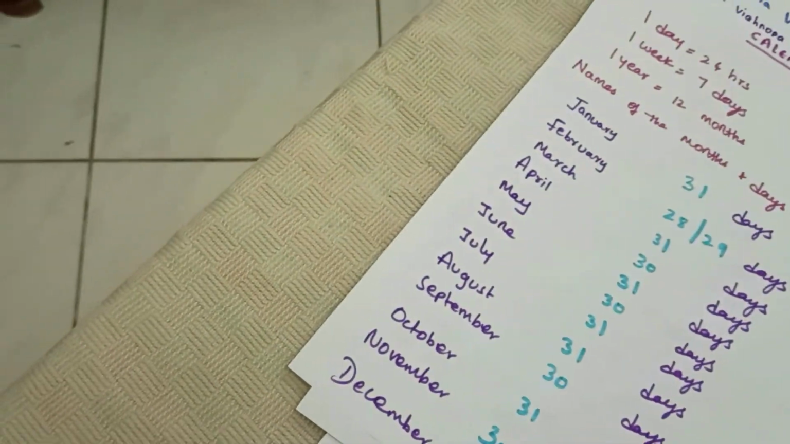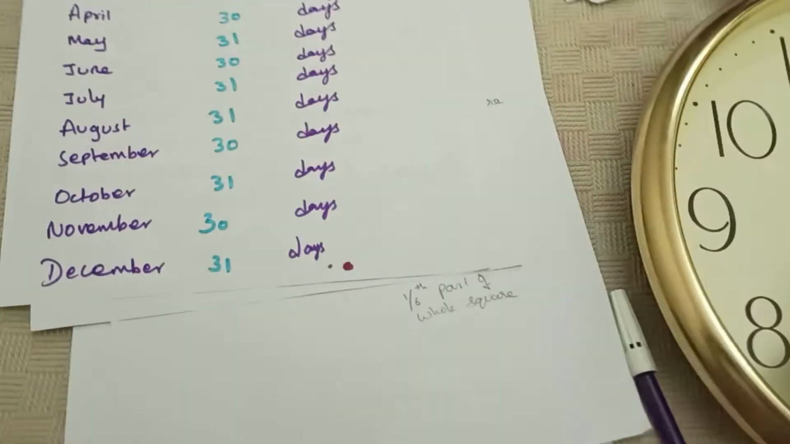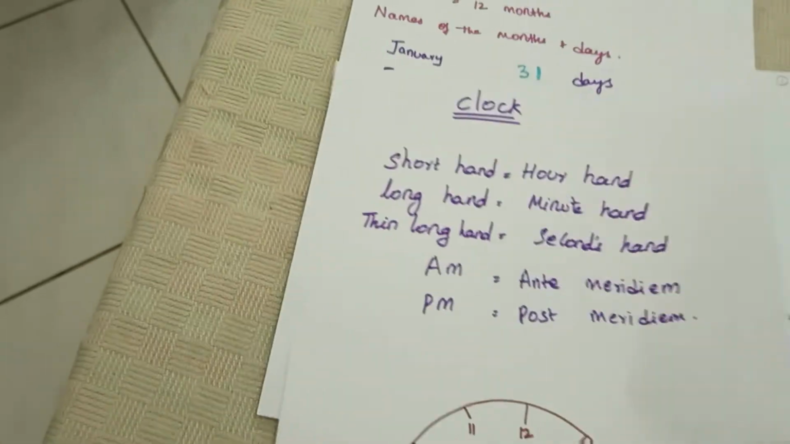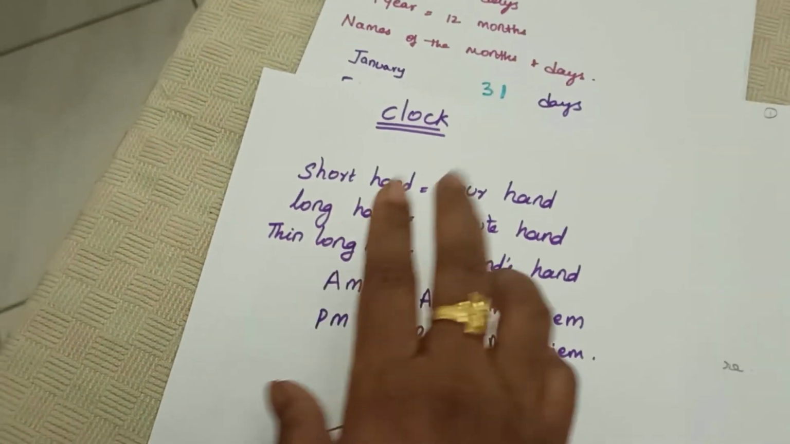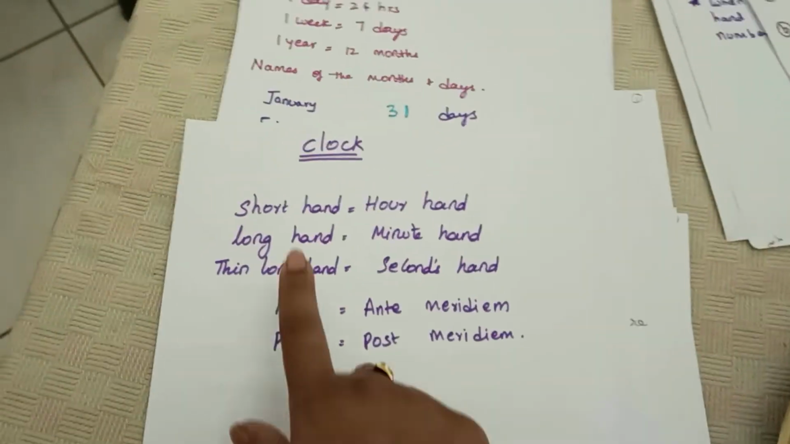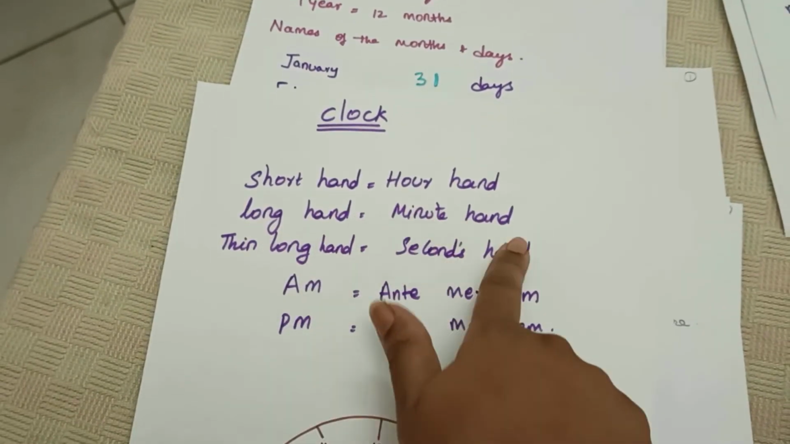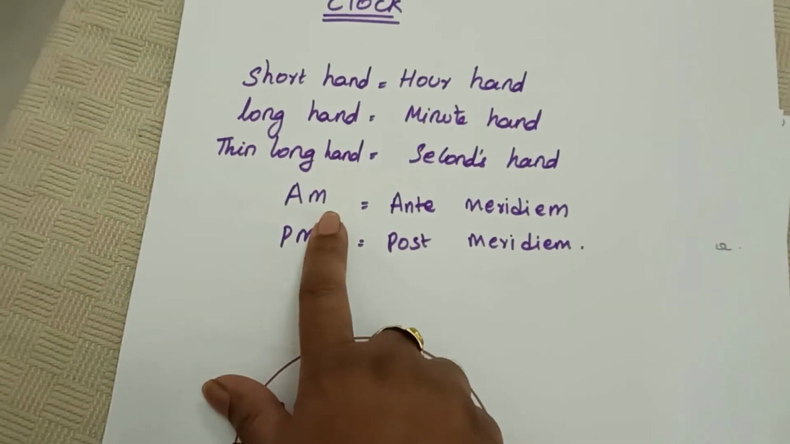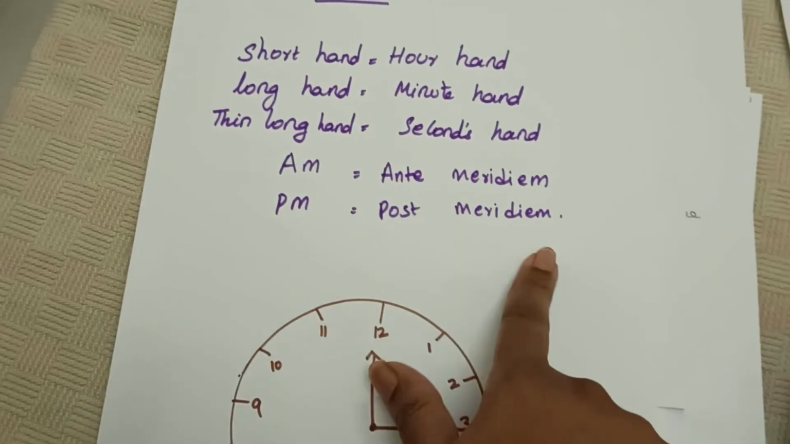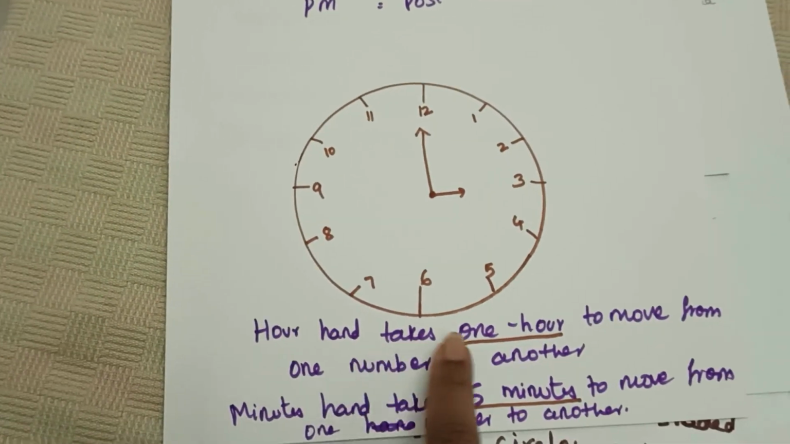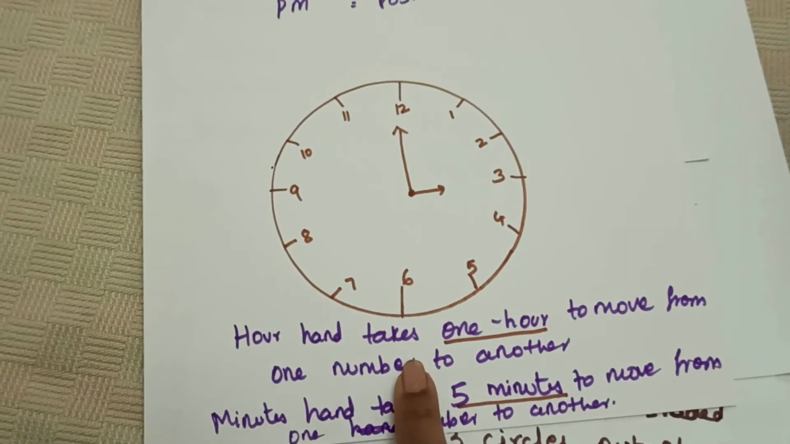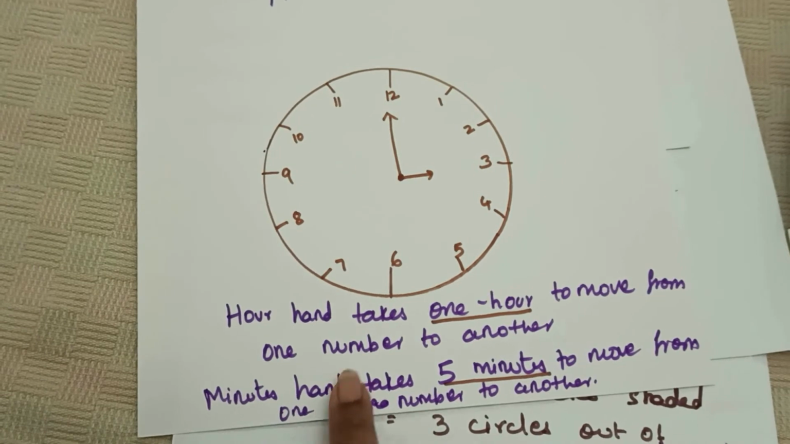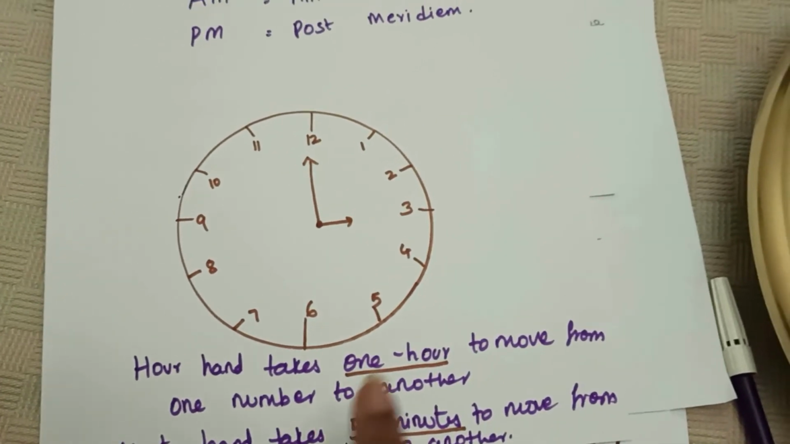So this is about clock. I'll just give one small revision about this. Generally a clock will have 3 hands. Short hand is hour hand, long hand is minute hand, thin long hand, this one, is second hand, but we are not dealing much with that. Then AM full form is ante-meridiem, PM is post-meridiem. Then hour hand takes 1 hour to move from one number to another. Whereas minute hand will take 5 minutes to move from one number to another.